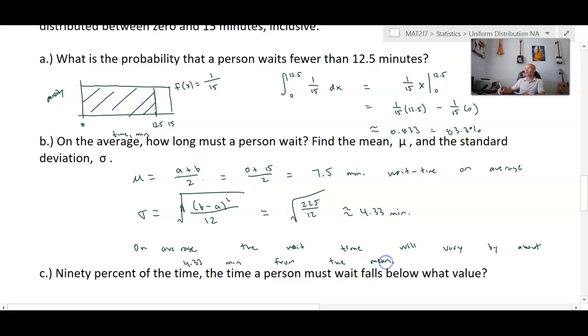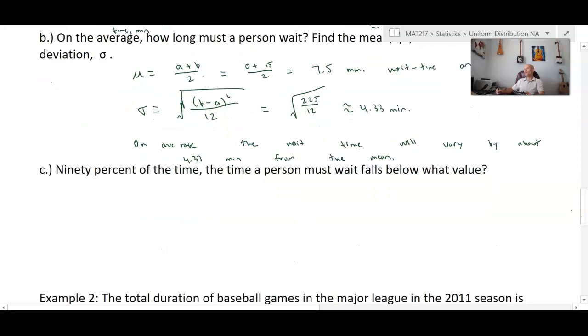So there's a pretty good chance it'll be somewhere between 3 minutes and say 11 minutes, more so than it will be between 0 and 15 minutes. So usually, on average, we're going to be pretty close to that, within that interval. Now we can also answer more intricate questions, like 90% of the time a person must wait falls below what value?